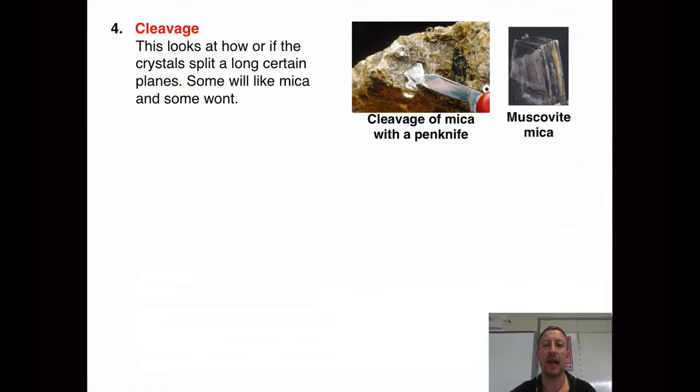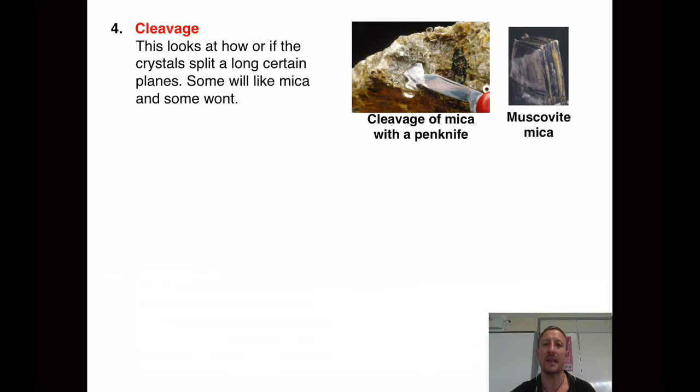Okay, next one is cleavage. Now, cleavage looks at how well the mineral can be split, how well the crystals are put together, and it works on planes. If you look at Muscovite Mica on the right-hand side here, you can see that it's got very defined layers, and as a result, you can see in the first photo that the penknife can actually cut through those layers. That cutting through is what we call cleavage.